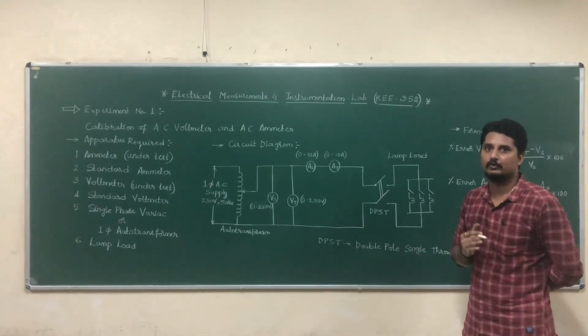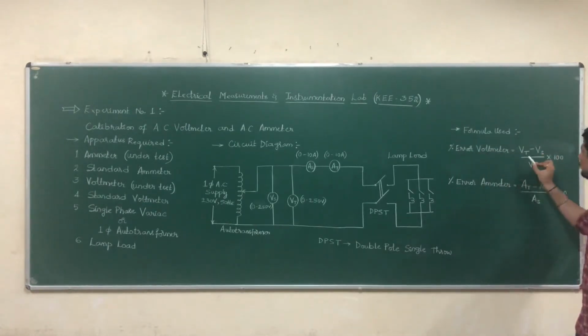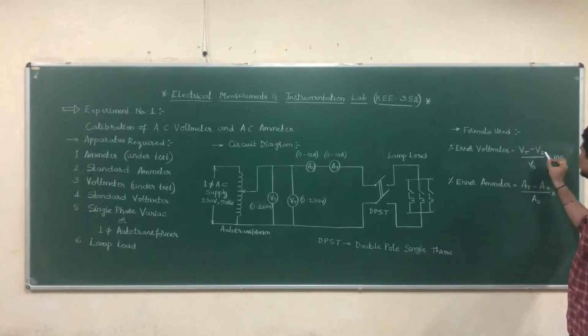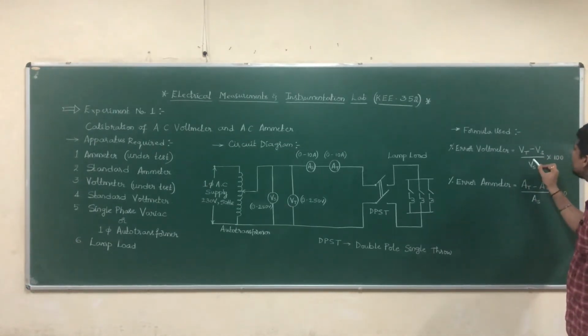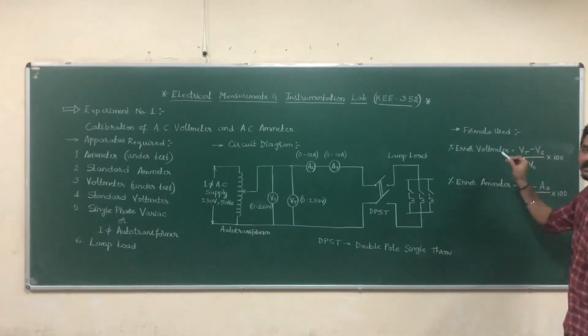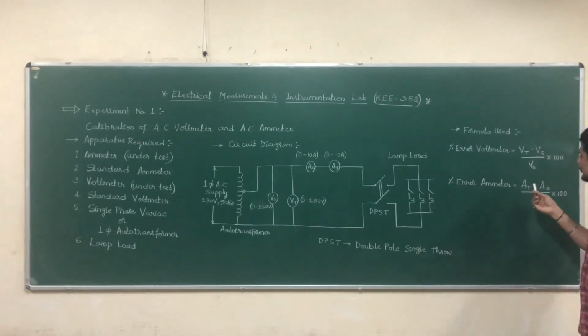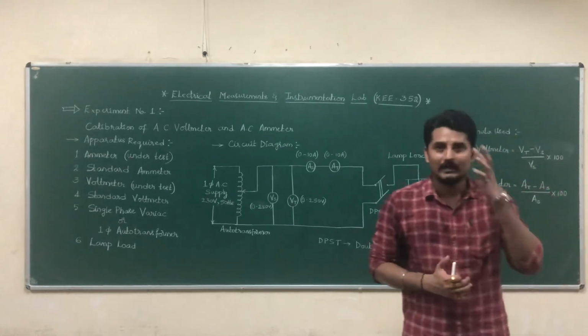Now, once we get all the readings, how do we calculate the error? What is the formula that we are going to use? To calculate the error in the voltmeter, we have the formula (Vt minus Vs) divided by Vs, into 100. This is the percentage error, right? Vt is the voltmeter under test, and Vs is the standard voltmeter, or we can also call it the calibrated voltmeter. Then we will get the percentage error in the voltmeter. Similarly, in the case of an ammeter, (At minus As) divided by As, into 100. So like this, we will calibrate the voltmeter as well as the ammeter.